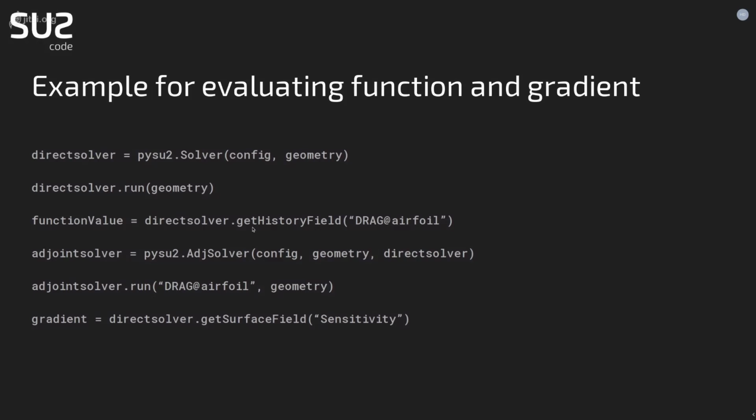Then you can get any history field that you want out of it. You can run the adjoint solver with any objective function that you can think of, and you just get the gradient in the end, right? That would be my idea of how something like that should look. I've not shown here how to create a config or geometry, but you can imagine how it would look.